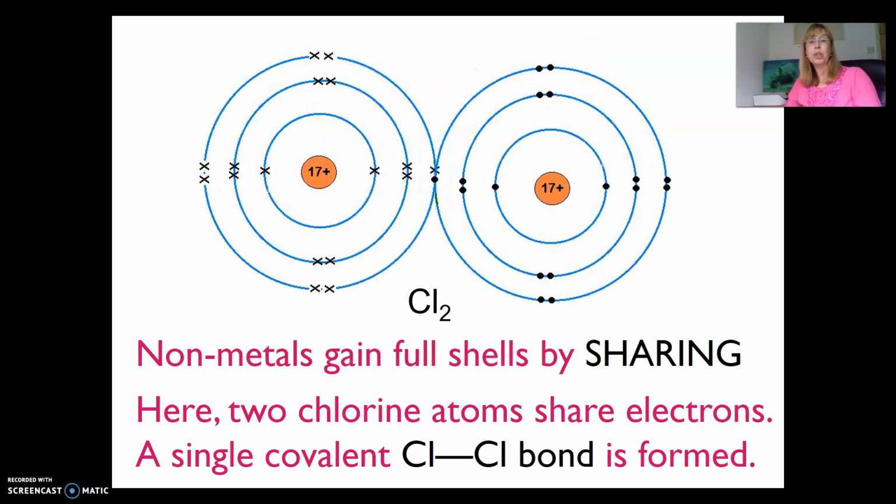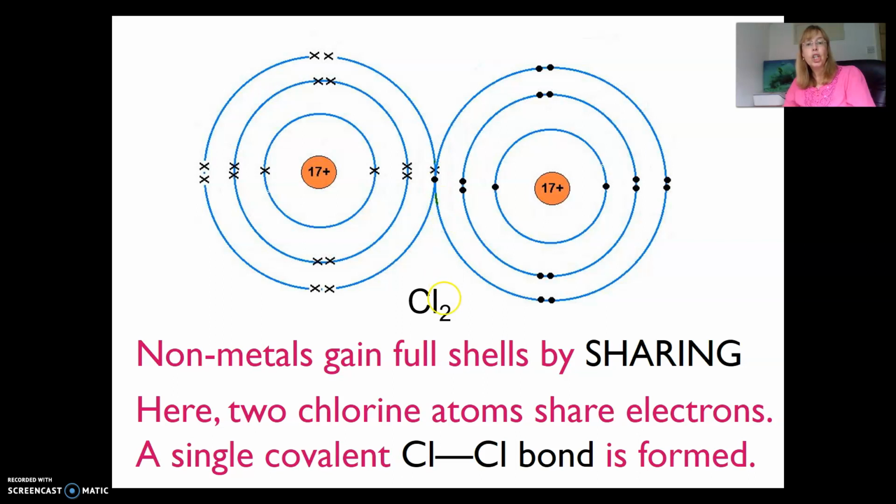Here's another example. Chlorine is in group 7, so it has 7 electrons in the outer shell, so it needs one more to share. So by sharing that pair of electrons in the middle, this shell here now has 8 electrons, and this shell here has 8 electrons. Note how they're using a dot and a cross to make that very, very clear.